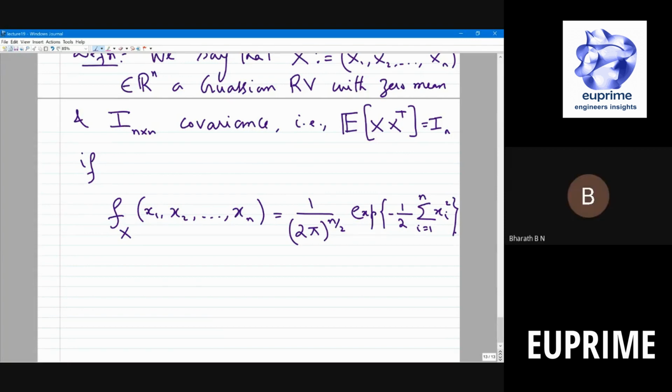Okay, so let's look at what we mean by MGF. This is about a jointly Gaussian random vector with zero mean and identity covariance. It's not for anything more general; I'm not generalizing it to anything.